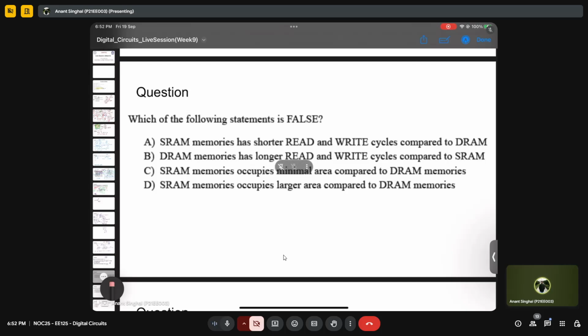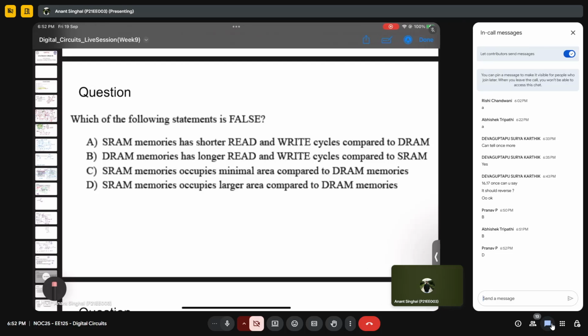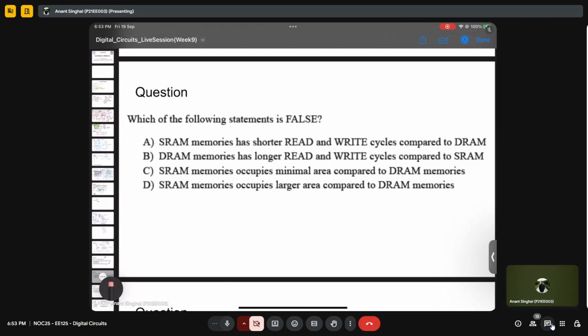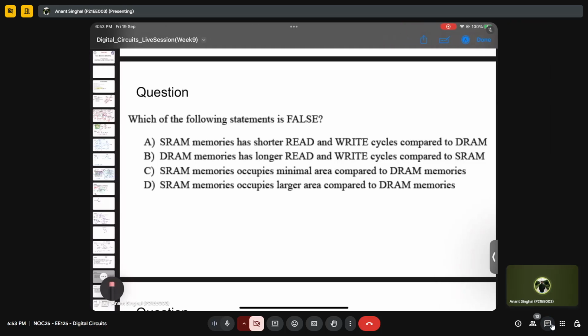Okay, so any answer to this? I got one, which is D. This is a simple question. I've already explained, I think, all of these. So let's go one by one towards all the options again, if you are not able to answer it in a first go.